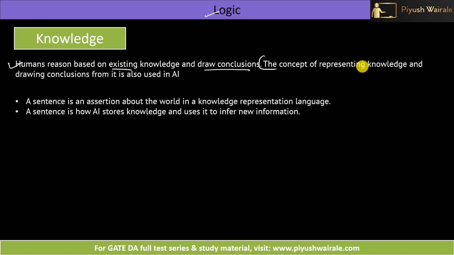The concept of representing knowledge and drawing conclusions from it is also used in AI. The same thing AI should be able to do, because based on existing knowledge it should be able to infer or draw some conclusions. But for that, it should be able to understand sentences. So what is a sentence? A sentence is an assertion about the world in the knowledge representation language. So a sentence is how AI stores knowledge and uses it to infer new information.